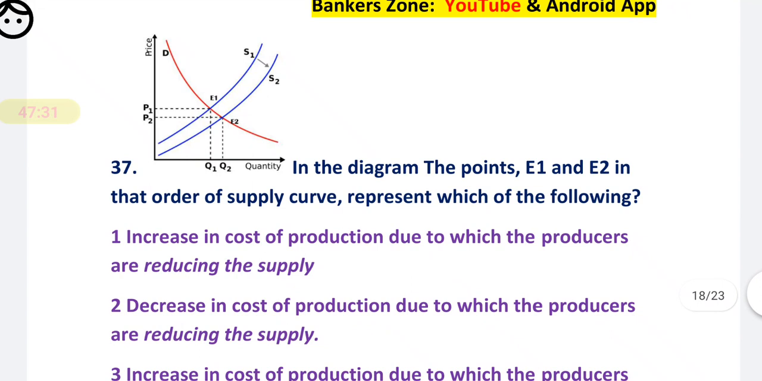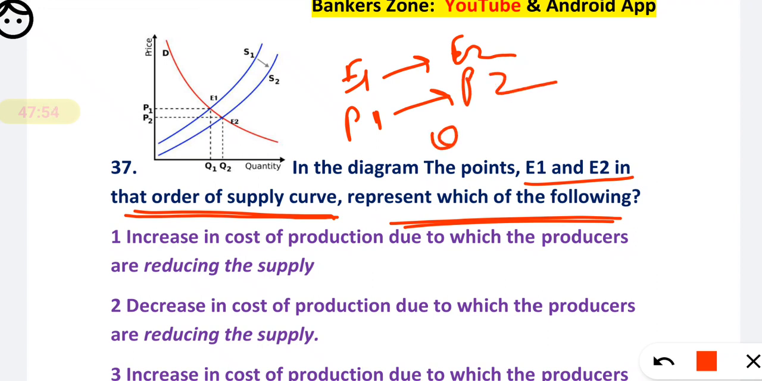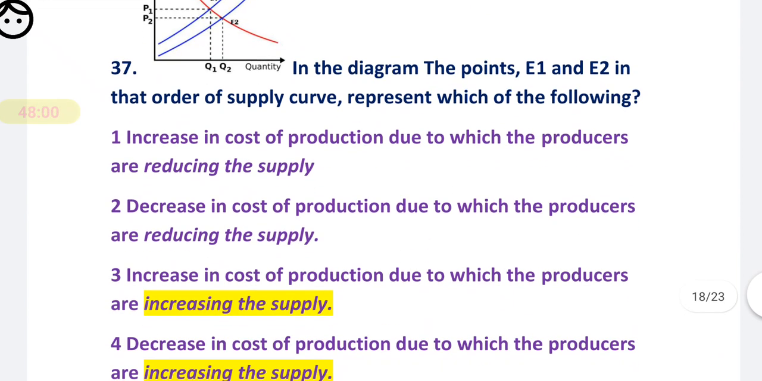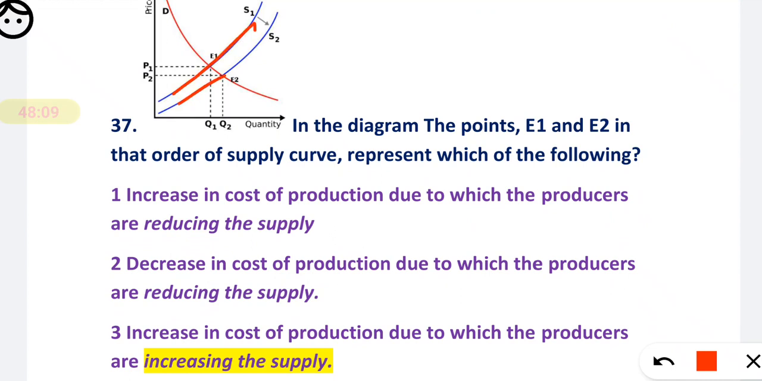In the same diagram, what are they asking? The points E1 and E2, in that order on the supply curve, represent which of the following? Friends, if you move from E1 to E2, you can observe the corresponding price will move from P1 to P2 and quantity will move from Q1 to Q2. Now see the options they have given. The supply curve is shifting to the right, that is S1 to S2.